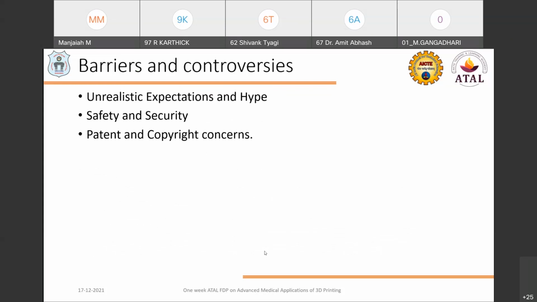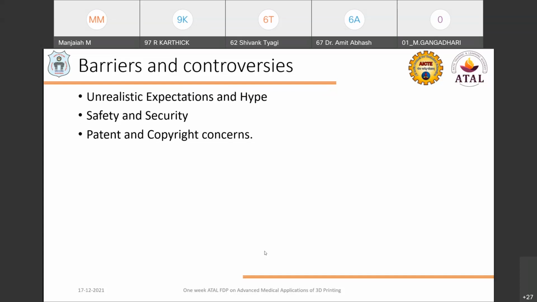Despite the many potential advantages that 3D printing may provide, expectations of this technology are often exaggerated by the media, government, and even research circles. The other is safety and security issues, because 3D printing has given rise to safety and security issues that merit serious concern. 3D printers have already been employed for criminal purposes, such as printing illegal items like guns, gun magazines, master keys, or ATM skimmers. So the safety and security issues are also there.